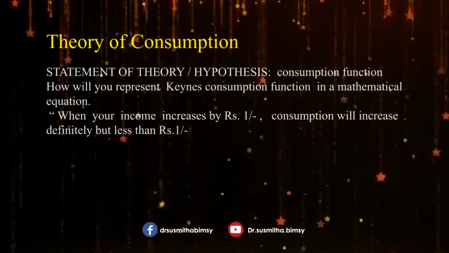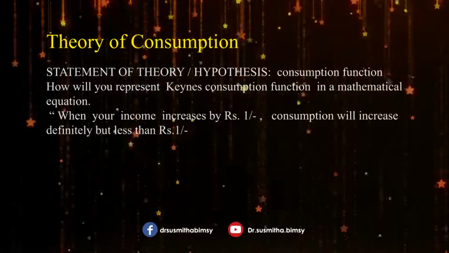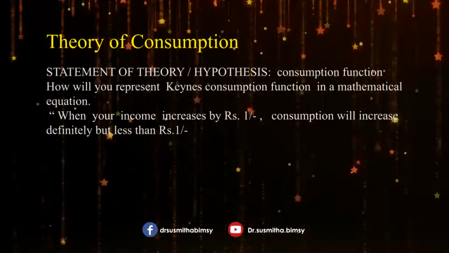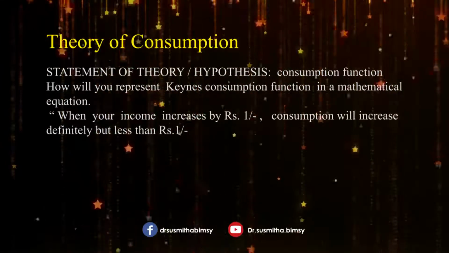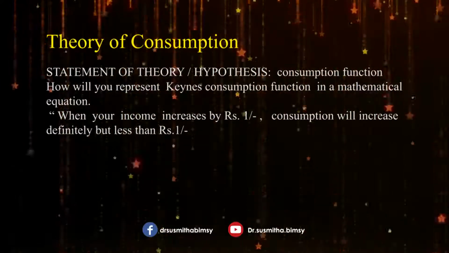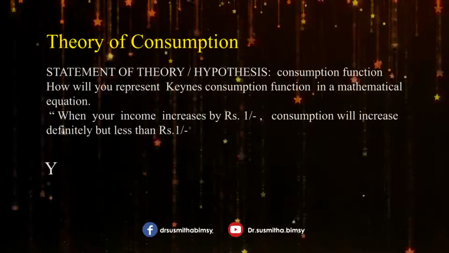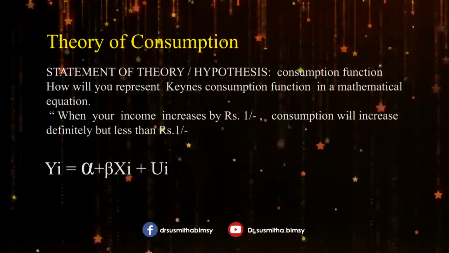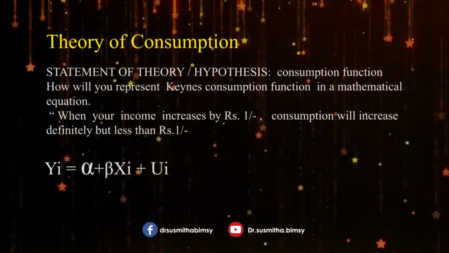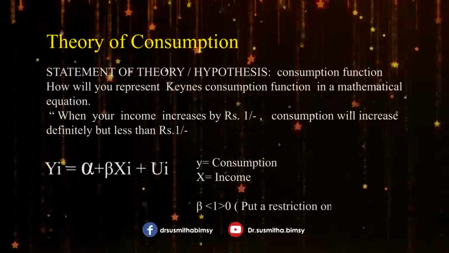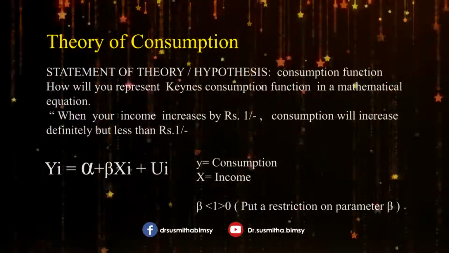So Keynes postulated a positive relationship between consumption and income, but he did not specify the precise form of the functional relationship between the two. So if you want to represent that macroeconomic theory, that is the Keynesian consumption function, using a mathematical equation, then it will look like Yi = alpha + beta Xi, where Y is consumption expenditure and X is income, and alpha and beta are known as the parameters of the model.